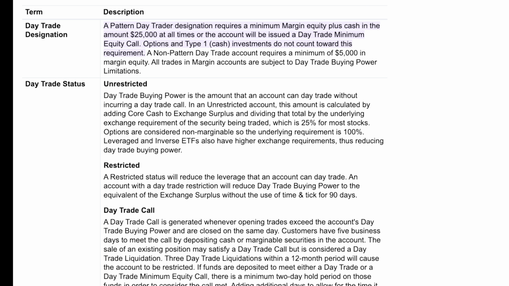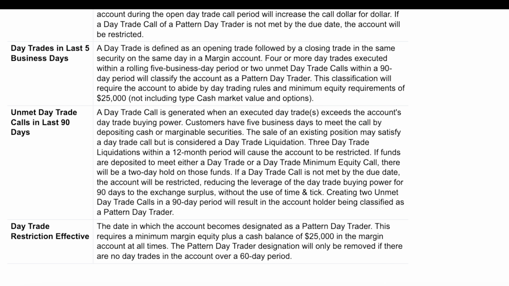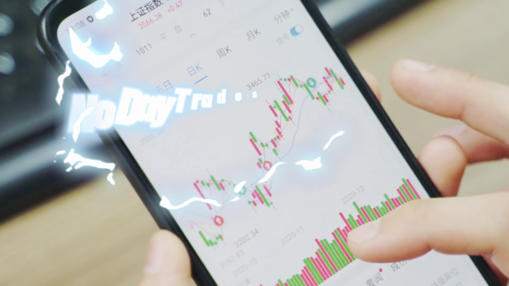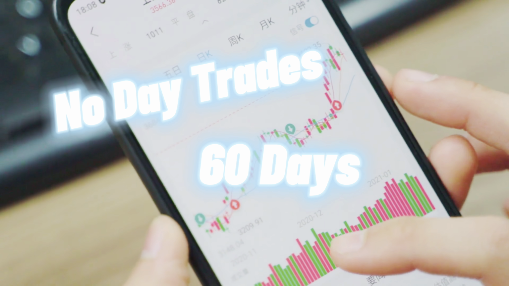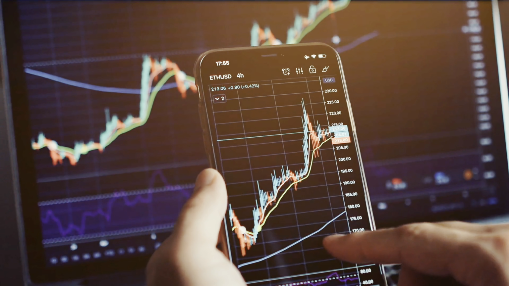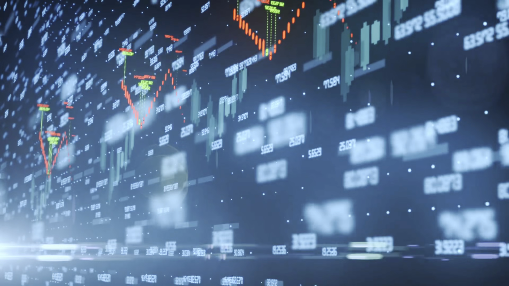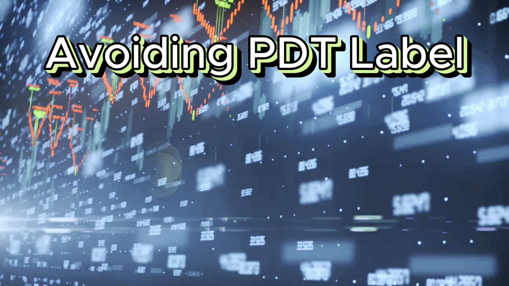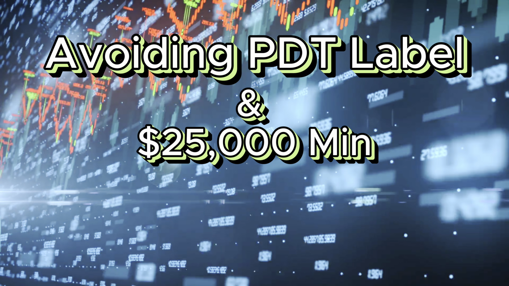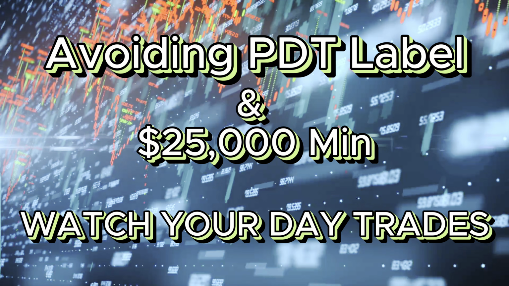So you do have to make sure that you have the certain amounts of money in your account to execute day trades. This is very important. In order to remove the pattern day trading designation, Fidelity requires you to not have a day trade for a 60-day period. It is Fidelity's and other brokers' responsibility to enforce the SEC regulations on day trading. So overall, if you want to avoid the pattern day trader minimum requirement of $25,000, you have to be very careful about the amount of day trades you have.